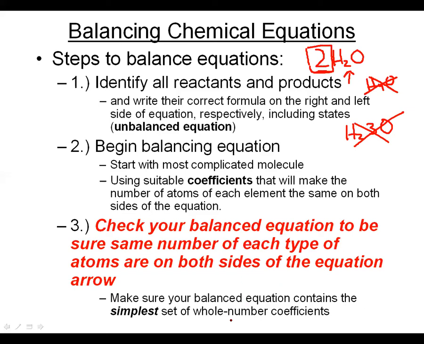One is it must contain all whole numbers for those coefficients. So in a properly balanced equation, all the numbers that come in front of the formula should be whole numbers. And the second part of that is it should also be the simplest set of whole numbers.